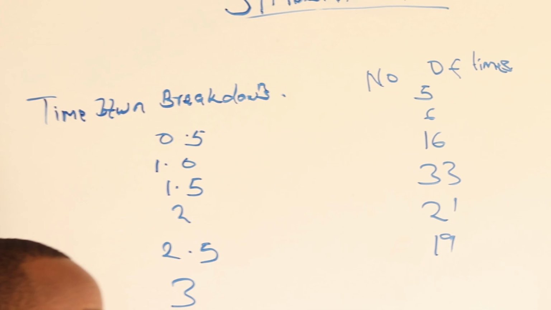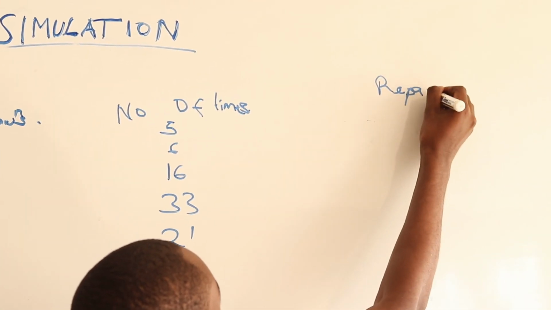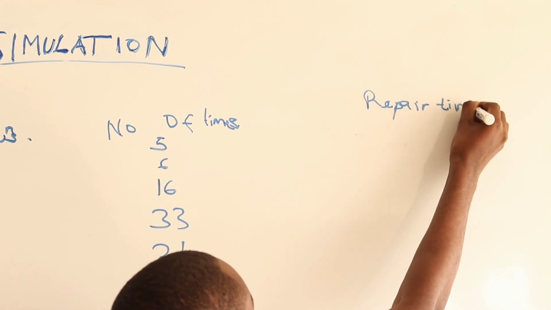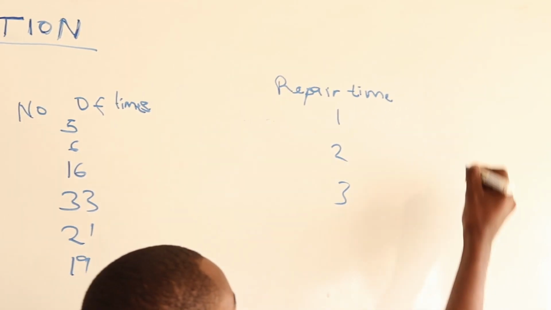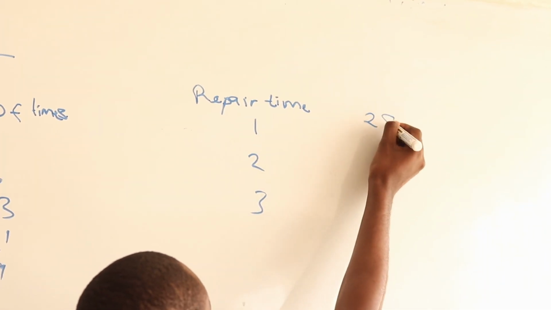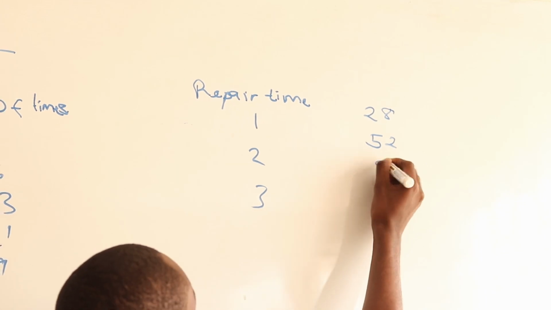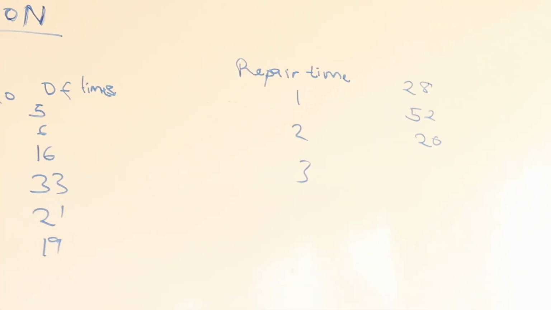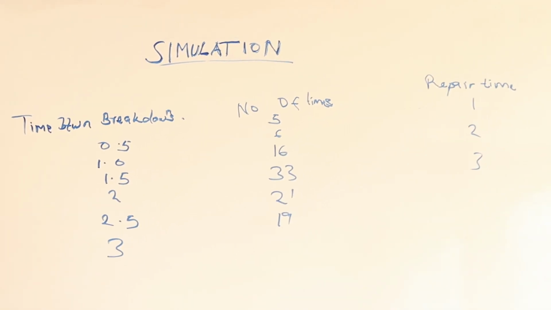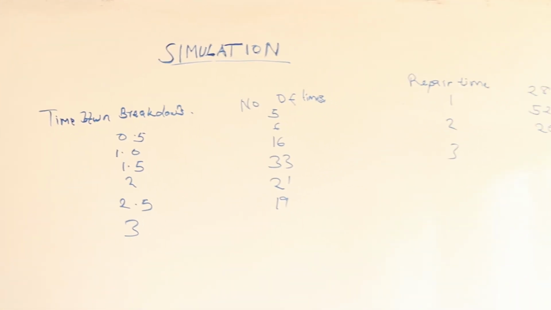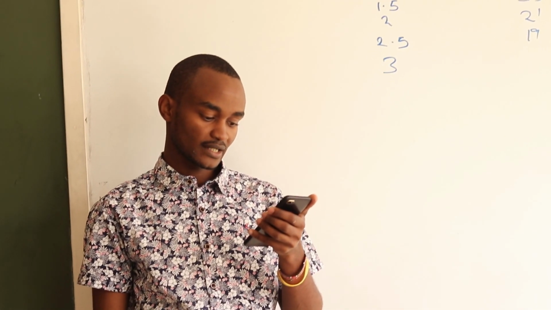So the repair time is in hours, we have 1, 2, and 3. And the number of times that this has occurred there is 28, 52, and 20. So the question requires us to perform a simulation for 15 generator breakdowns so as to determine the relevant average cost per generator, taking into account the following.